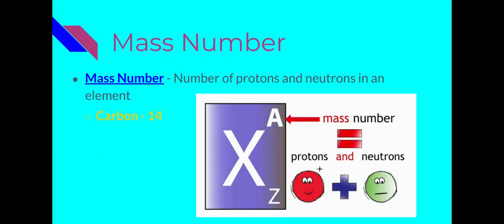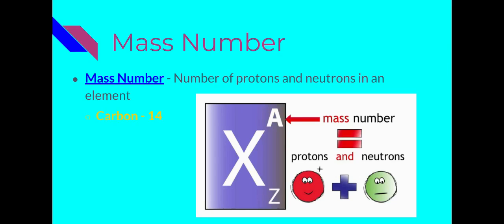Mass number. Mass number is the number of protons and neutrons in an element. So carbon-14, this little picture here, the number that's at the top is always going to be the mass number. The number at the bottom, if it's visible, is going to be the atomic number. So you take the mass number minus the atomic number to figure out how many neutrons you have, to see if you have an isotope or if it's just a regular element.